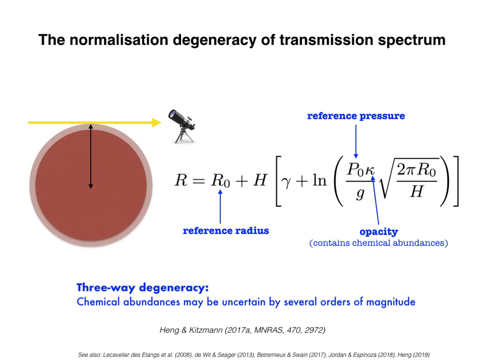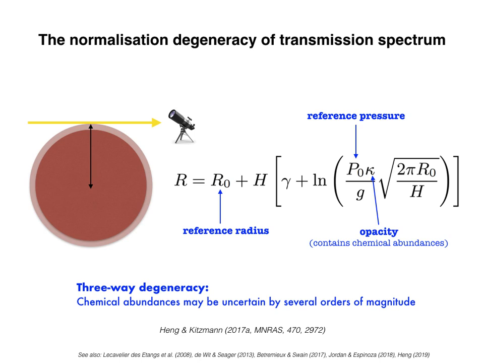To compound matters, it turns out that lying right next to the reference pressure in this formula is the opacity. And the opacity is constructed from not just the individual opacities or cross-sections of the individual atoms and molecules, but it's also weighted by their individual abundances. What is of interest to us are these individual abundances, like the abundances of water and so on. But unfortunately, the opacity is multiplied by the reference pressure, meaning that if you increase the reference pressure, you can compensate by decreasing the opacity or the abundance.